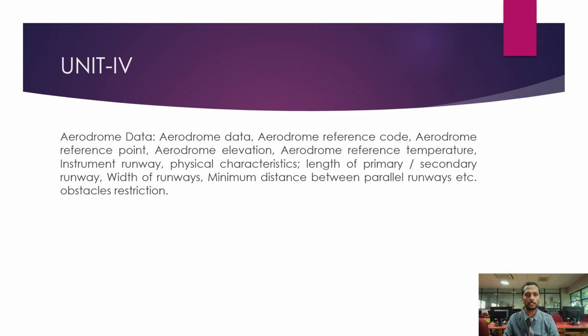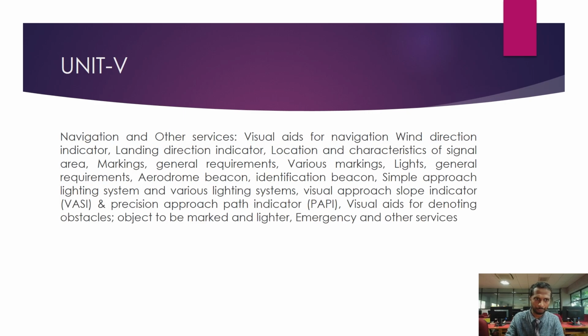In unit 4, we'll study about the aerodrome data. So it is nothing but what the aerodrome data are, how the aerodrome reference code will be, the reference point, how the elevation is taken, and what the threshold point is. So what will be the temperature and pressure, that is nothing but the atmospheric conditions, and based upon the atmospheric conditions, how the aircraft works. And we'll study about the physical characteristics, that is nothing but the runway, taxiway, and apron length, size, depth, and what materials we are going to use. All these things we will study in unit 4.